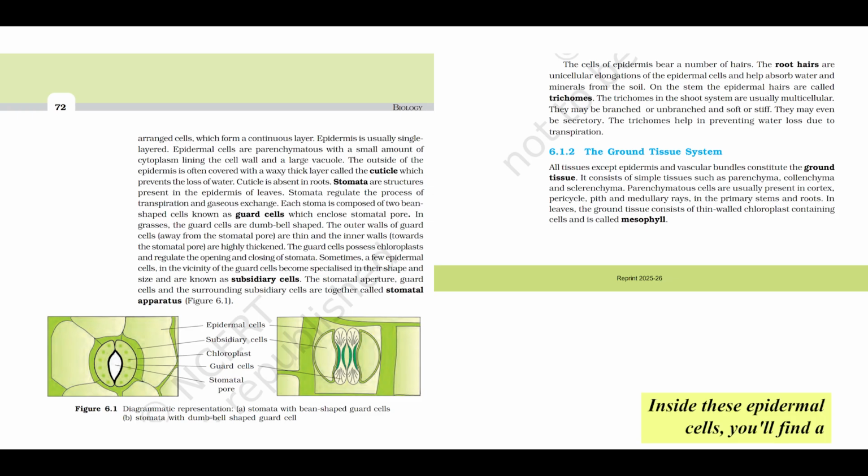Inside these epidermal cells, you'll find a relatively small amount of cytoplasm, usually lining the cell wall, and often a large central vacuole. And that vacuole is incredibly important. It helps maintain turgor pressure within the cell, which in turn gives rigidity to the plant body, keeps it firm.